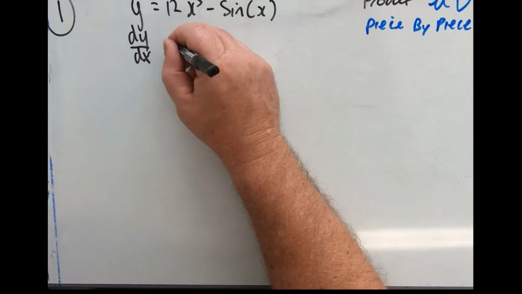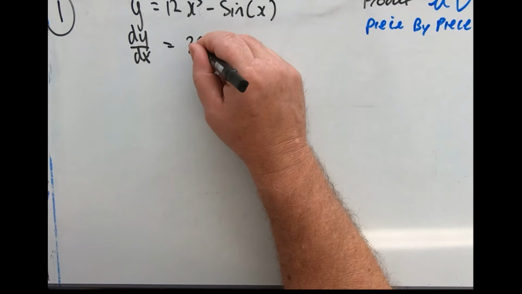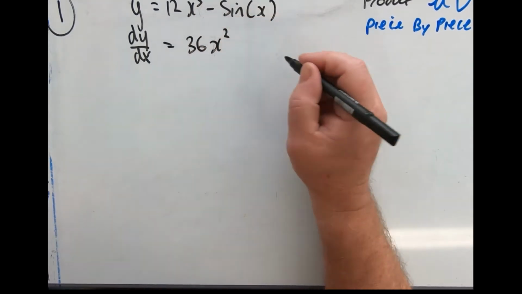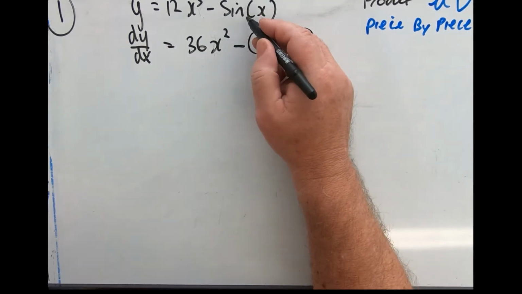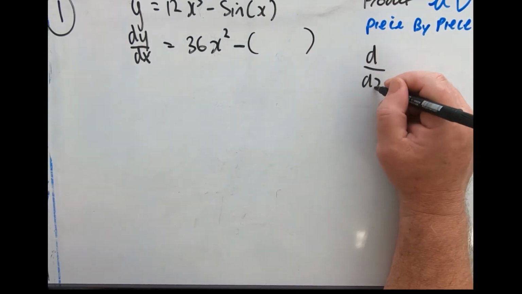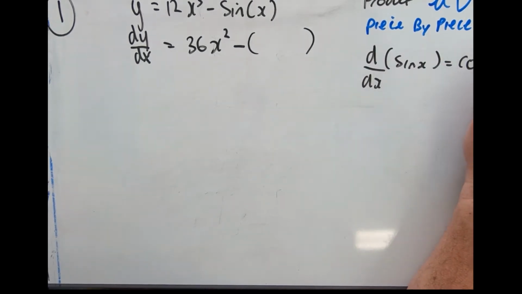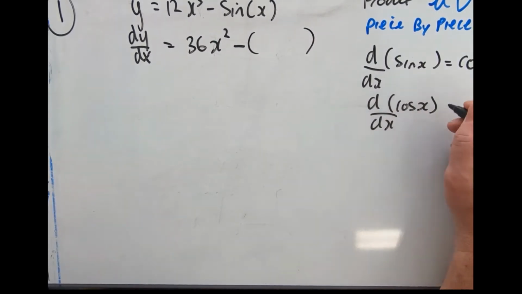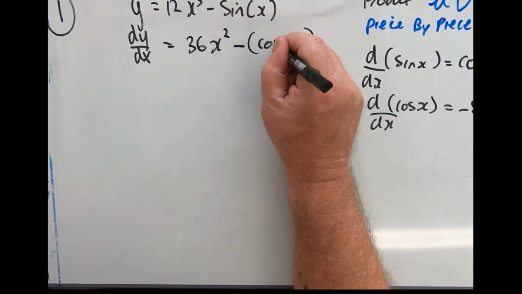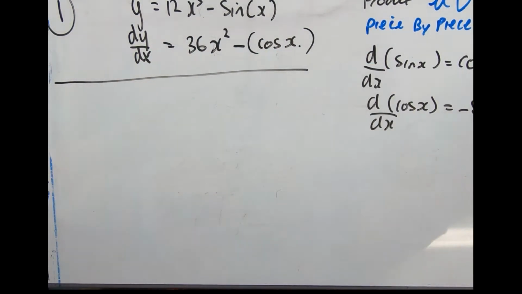If that had been f of x, this would have been f dash of x. 3 times by 12 is 36. X to the power 1 less. Subtract. Now we're going to multiply by whatever the derivative of sin x is. And I hope that you understand that derivative of sin x is equal to cos x. The derivative of cos x is equal to minus sin x. Okay, so cos x. This question is done. Question did say, do not simplify.